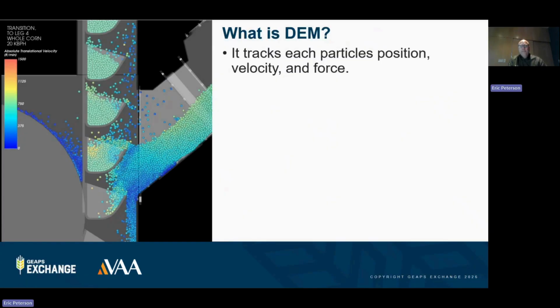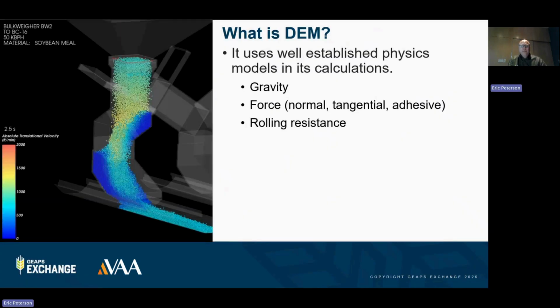So it tracks the particle position, the velocity, the force. It uses, like I said, well-established physics models in its calculations. Some of those physics models have been around for over a century and are well tested and understood, showing how different particles interact with each other when they hit each other and bounce off each other and commingle, as well as interact with boundaries like the inside of a spout or a belt on a belt conveyor. It utilizes the force of gravity as well as other forces like normal force, tangential, and adhesive or cohesive force, meaning how sticky are the particles to each other or to boundaries.